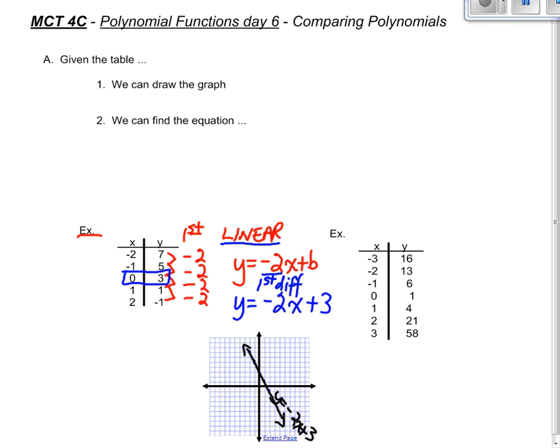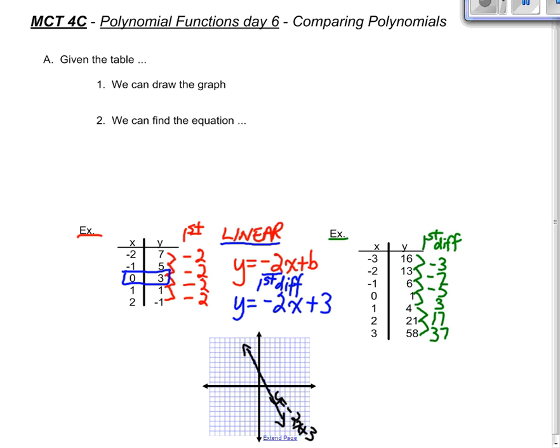The second polynomial function that we have has the table of values, minus 3, 16, and so on. I would look first at my first differences and see if they are the same. So 13 minus 16, minus 3. 6 minus 13, minus 7. Minus 5, 3. 17, make sure I've got my signs correctly, 37.